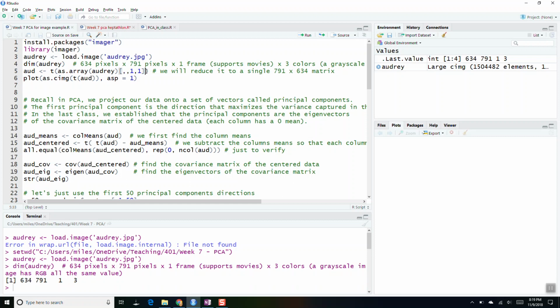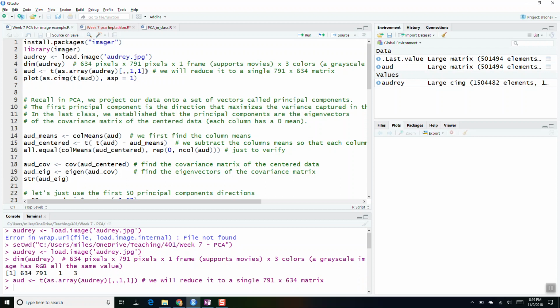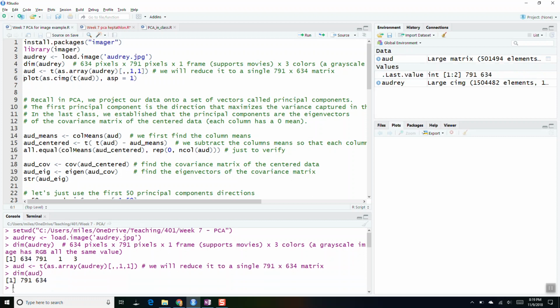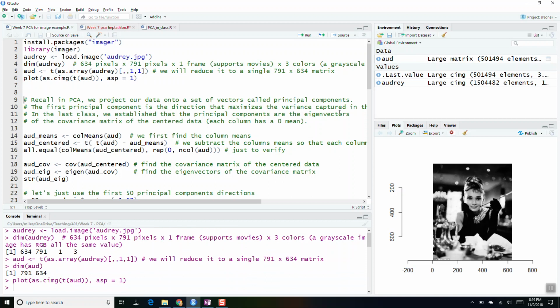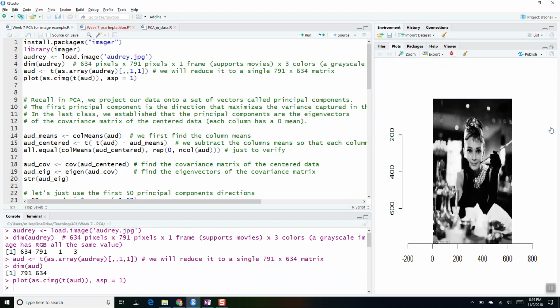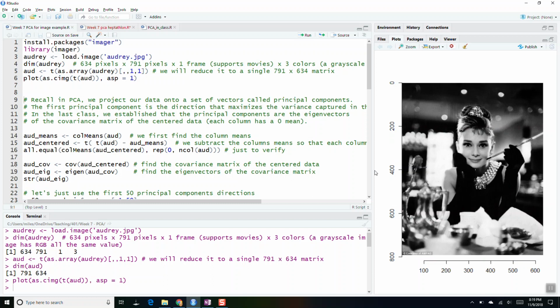So I'm just going to capture 634 by 791, and that will be just a single matrix with 791 pixels and 634 pixels. And if I plot this, this is Audrey Hepburn from Breakfast at Tiffany's.